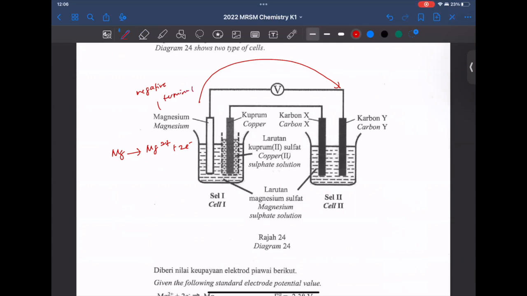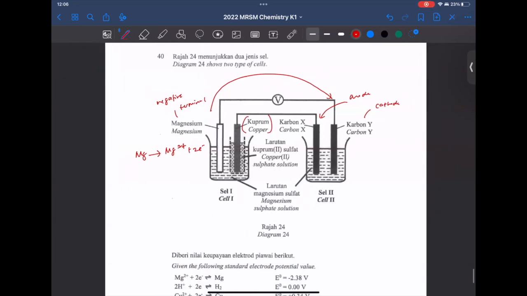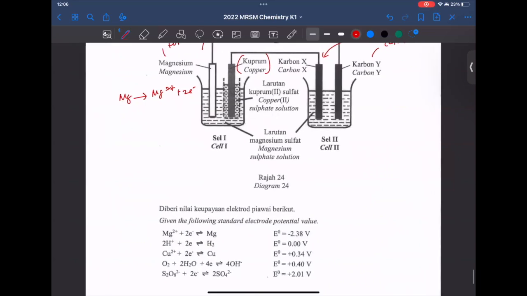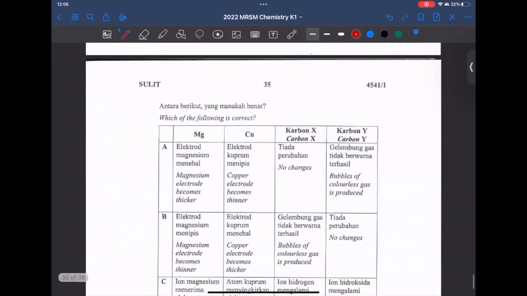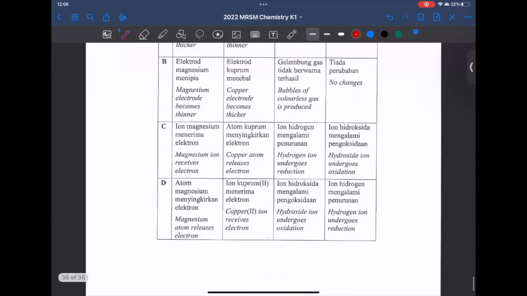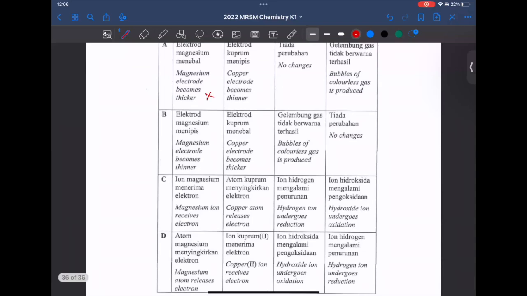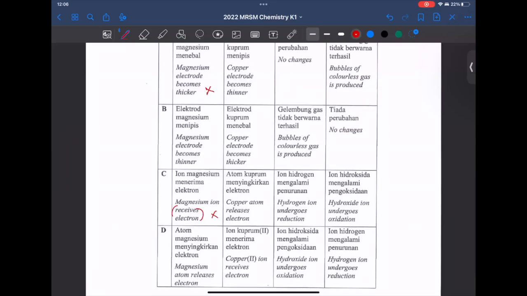So this carbon electrode Y will be the cathode, while this one here will be the anode, because copper is supposed to be the positive terminal. Okay, then let's take a look at what happens here. So which of the following is correct? So magnesium will dissolve for sure. So this is wrong. Does it receive electron? No, it dissolves to release electrons. So it's most likely B or D.